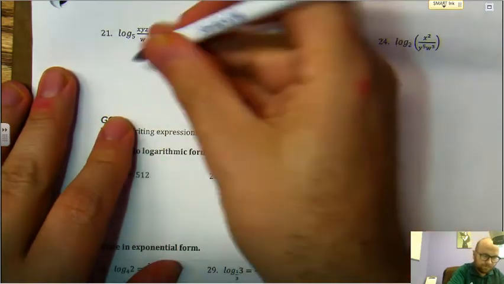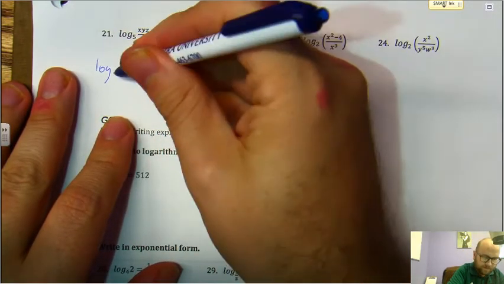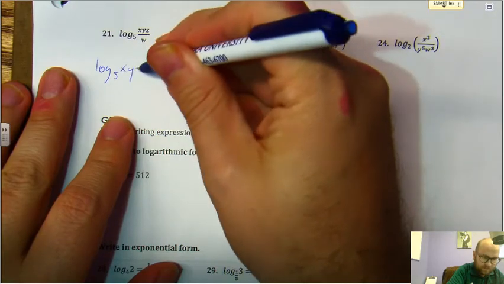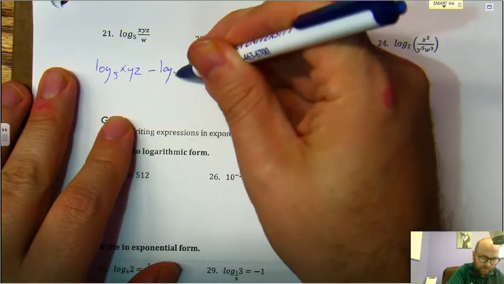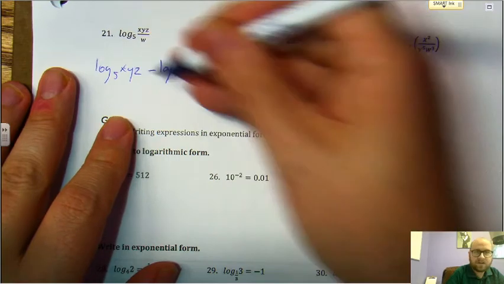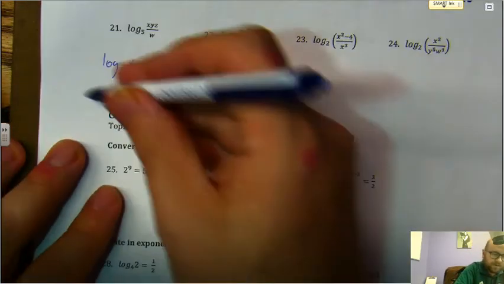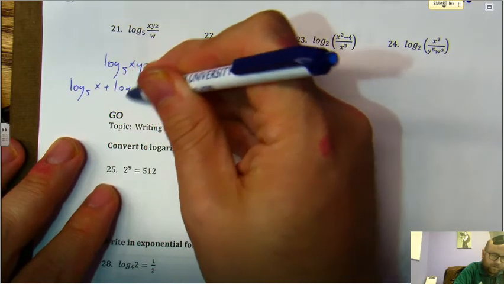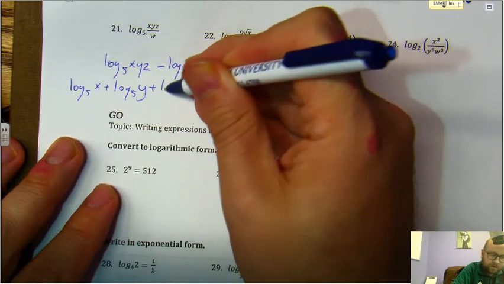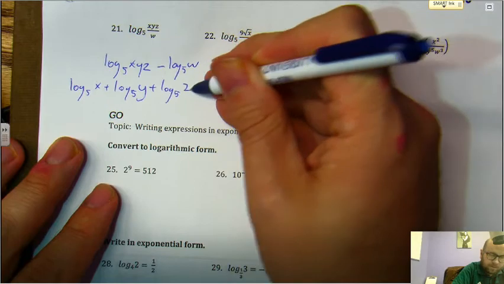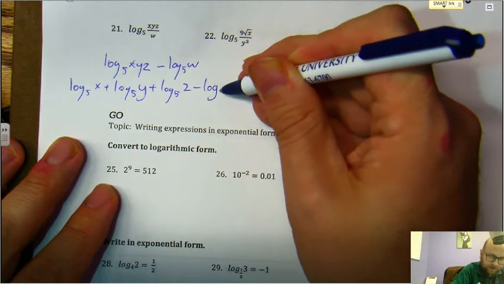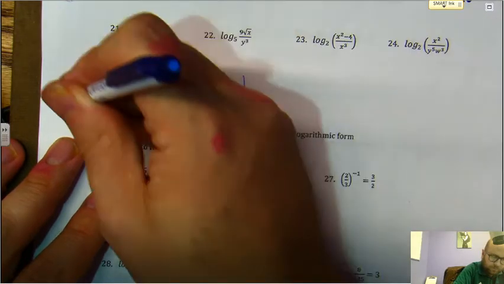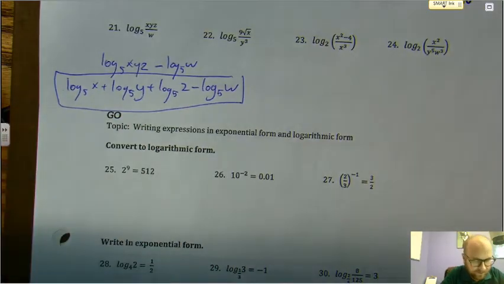This is going to be log base 5 of x, y, and z minus the log base 5 of w. But x, y, and z are multiplying by each other. So this is log base 5 of x plus the log base 5 of y plus the log base 5 of z minus the log base 5 of w. Ooh, what an expansion. What a fun expansion. All right.